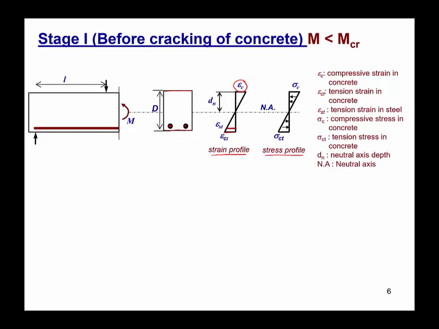Now, if we look into the stress profile, sigma C denotes the compressive stress at the topmost fiber, and sigma CT denotes the tensile stress in the concrete at the bottommost fiber. As you can see, the stress profile is still linear for this beam. The depth of the neutral axis, where the stress is 0, is denoted by dn. Here, dn can be written in terms of effective depth by multiplying it with Ku, where Ku is the neutral axis depth parameter.